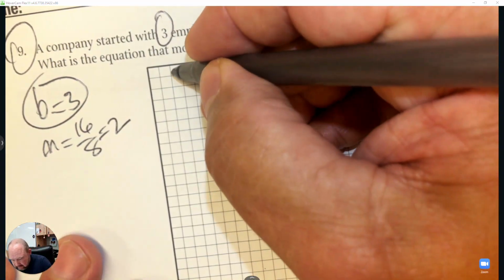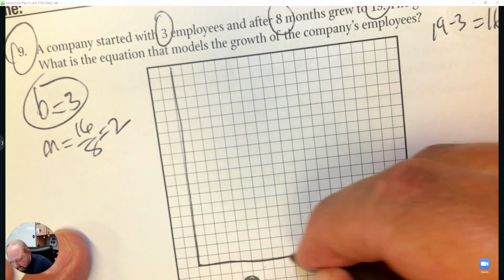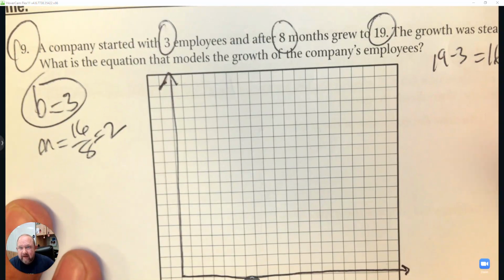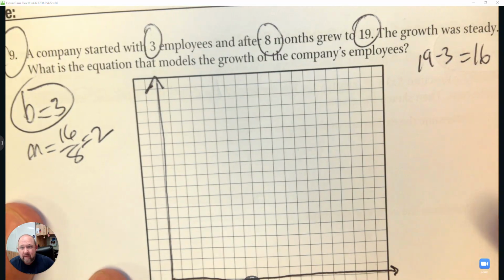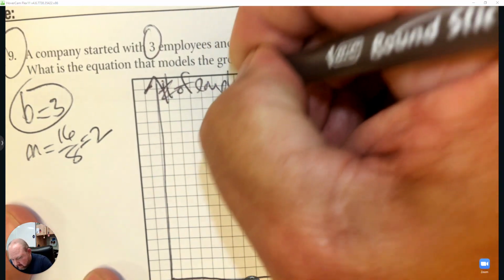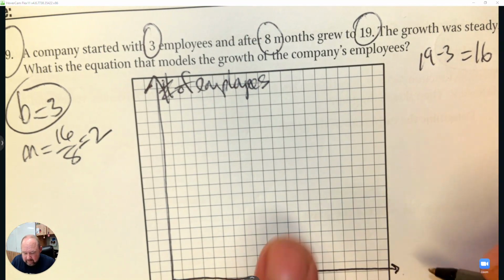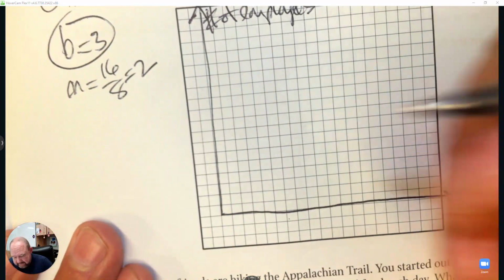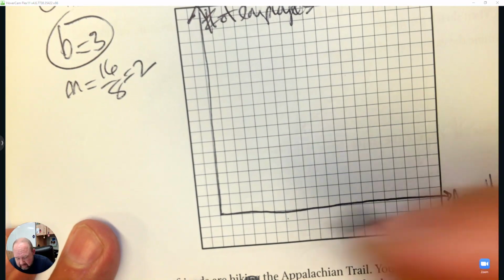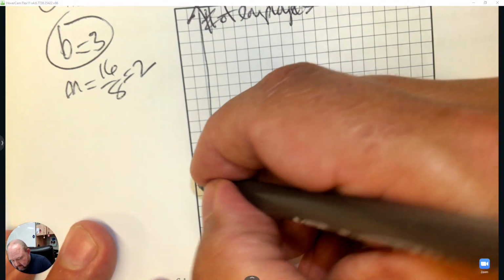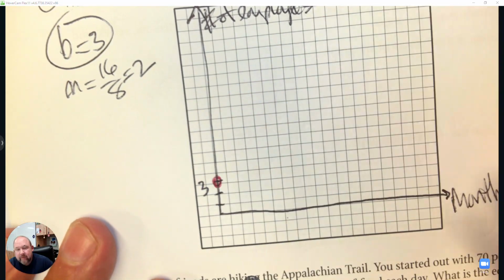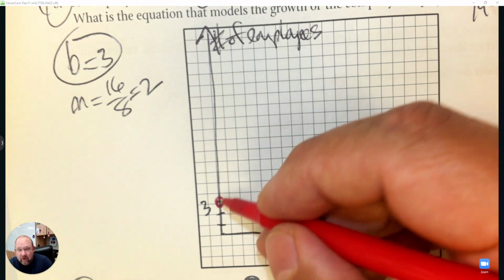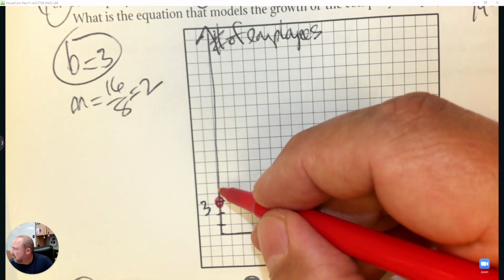I'm going to be smarter here, maybe. So I'm going to draw like an L. And because all the values have to be positive for these real world situations, the y-axis is going to represent the number of employees. And the x-axis is going to be the number of months in terms of growth. So it started with 3. So 1, 2, 3. And then the slope, every month thereafter, they grew by 2 more. So that means the slope is up 2 and over 1.